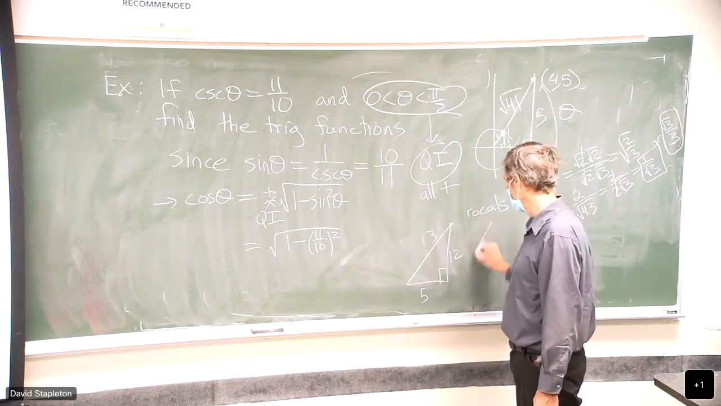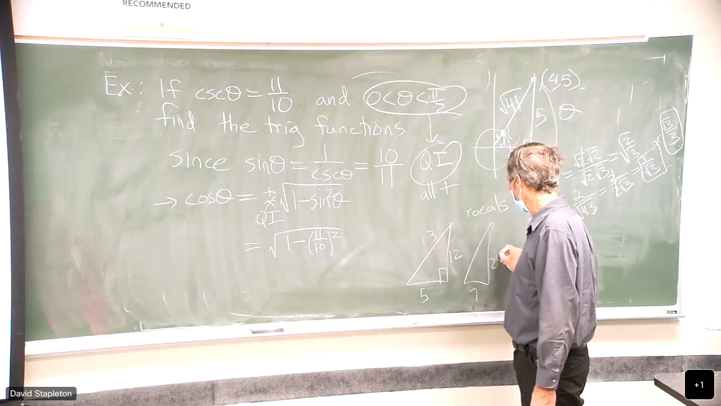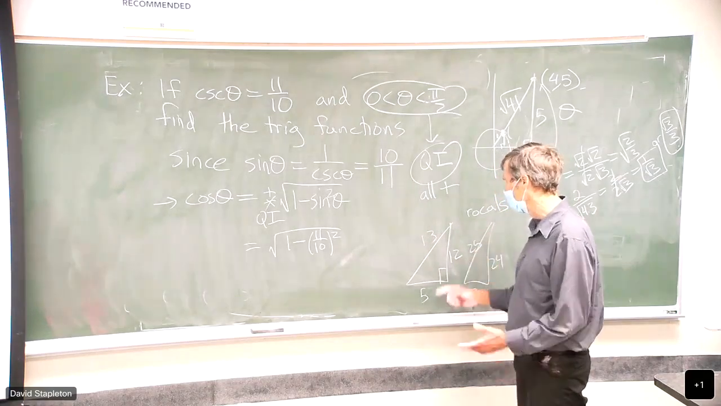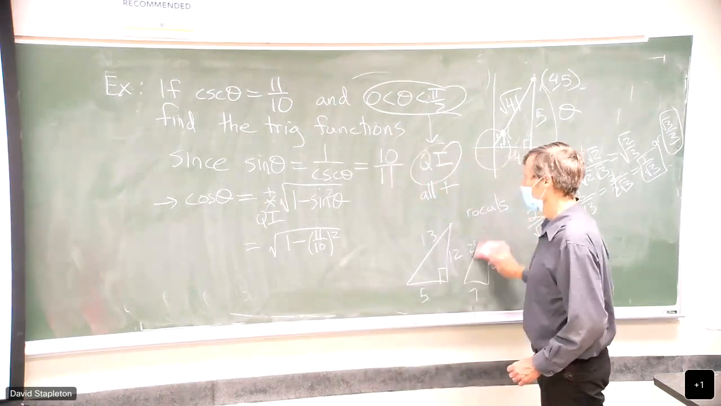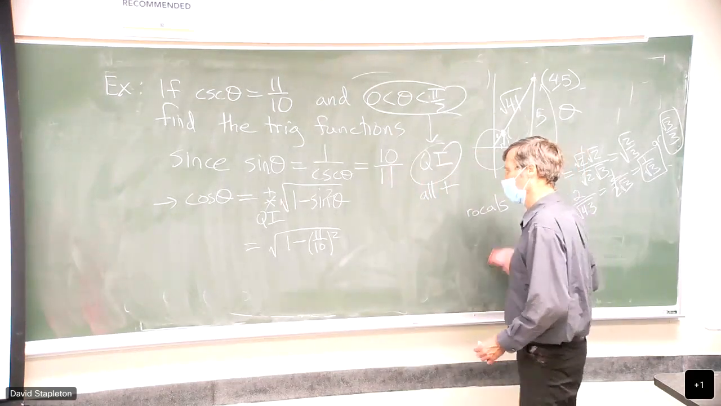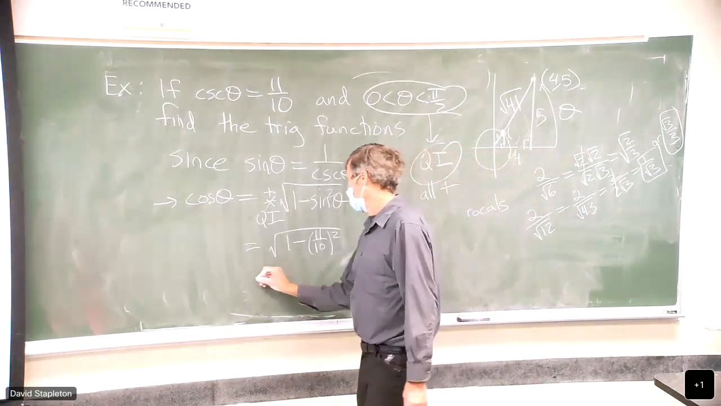But there's not all that many. 7, 24, 25 is a Pythagorean triple, but for most numbers, if you put in two sides, the third one won't be a whole number. So this one is not going to be a whole number. It's not a Pythagorean triple. But we can still figure it out, right?